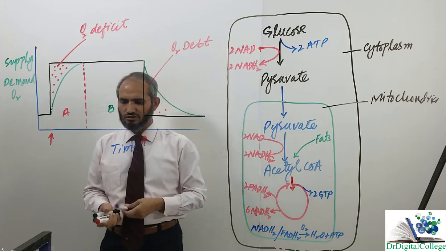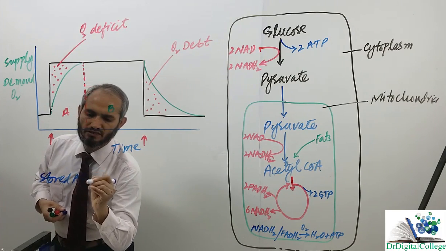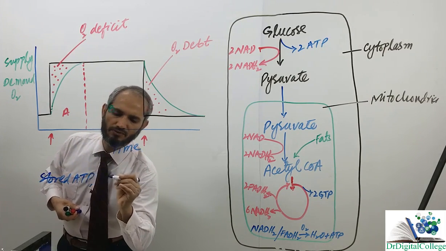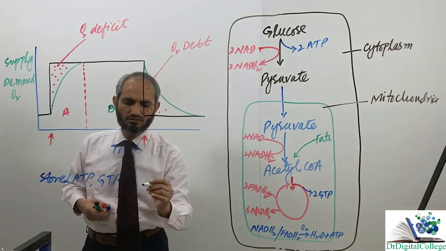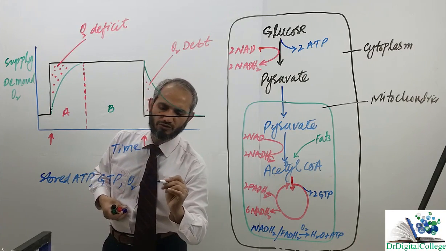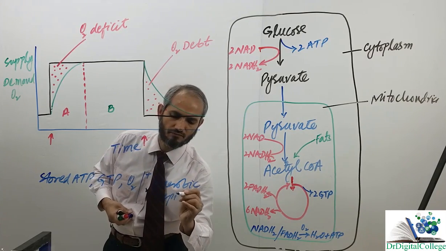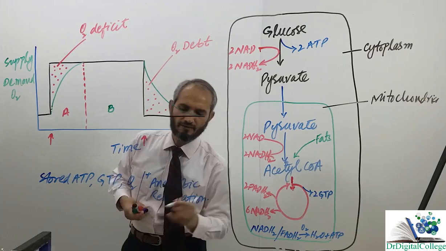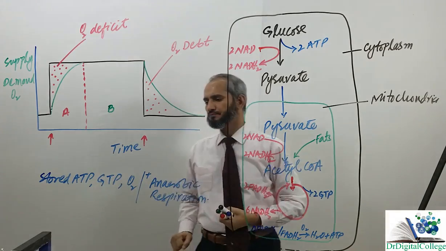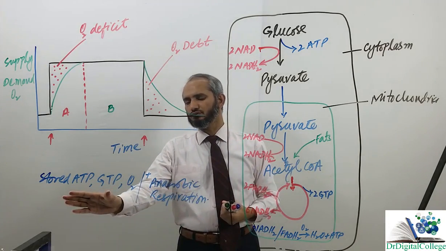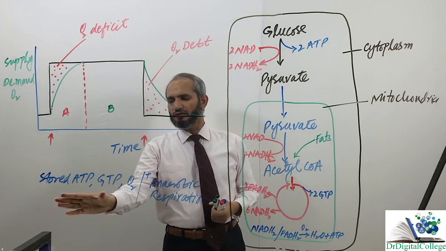Okay, I'm going to write here the acids are in the form of stored ATP, stored GTP, and stored oxygen. These three things are used, plus there is anaerobic respiration. That body will be doing anaerobic respiration in this stress condition. All these stored acids will be consumed. Okay, now when the exercise is over, now we have to repay these acids.